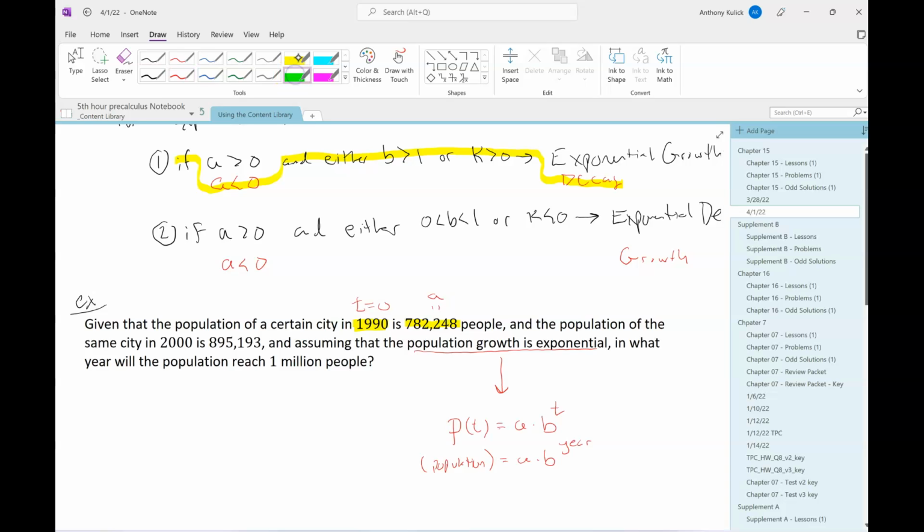Now, you could leave it as 1990, but then you're going to end up having to solve a system of 2 equations like we did before, which is kind of a hassle. You know what I mean? Mr. Kulik would prefer not to have to deal with that. So if 1990 is time 0, what is 2000? Time 10, right? Everybody good with that?